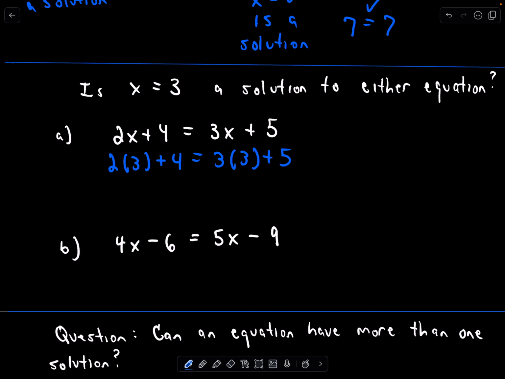So I've replaced my x's with 3, and I'm even going to put a little question mark above my equal sign because that's what I'm asking myself. Are those equal? Well, 2 times 3, that's going to be 6. 6 plus 4 on the left is going to be 10. On the right, we have 3 times 3, which is 9. And then 9 plus 5 is going to be 14. Well, those are certainly not equal, so x equals 3 is not a solution for the first one.